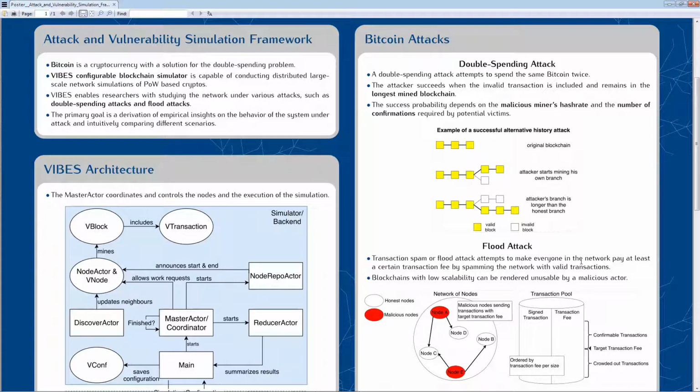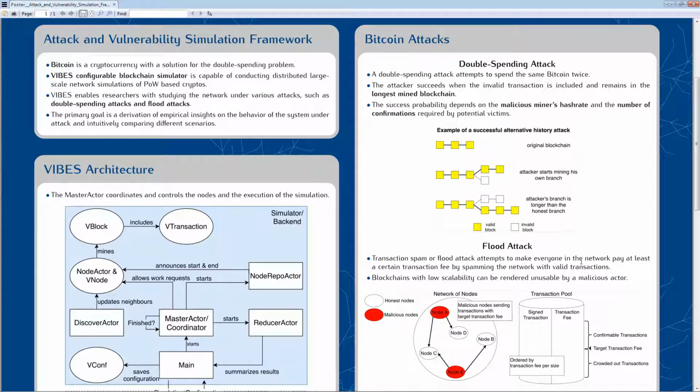A double spending attack is an attempt to spend the same Bitcoin twice and belongs to the family of the alternative history attacks. The illustration shows an example of a successful double spending attack. The attacker's transactions were accepted in a block A. This block A is shown in the second tree as the yellow valid block above the white block. The attacker wants to make these transactions in the yellow block invalid. So he starts mining on his own branch with the white block, which contains transactions contradicting the other transactions.